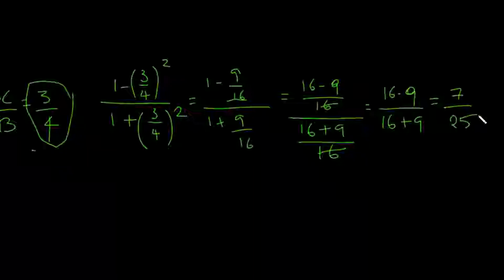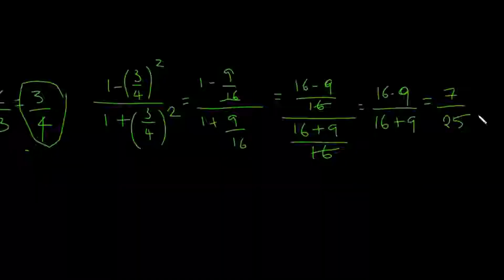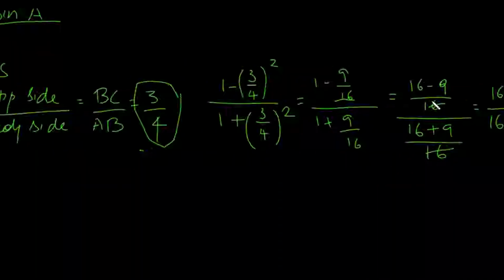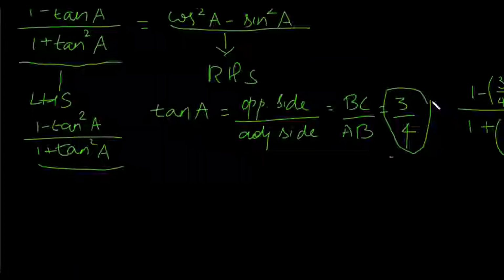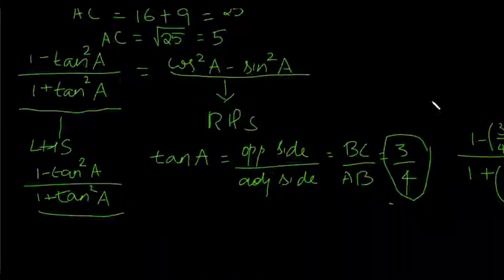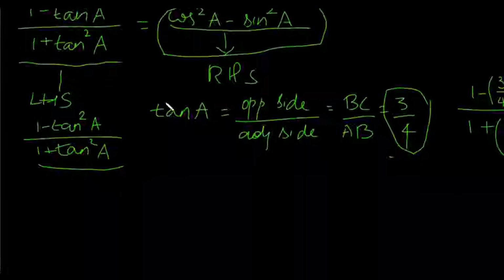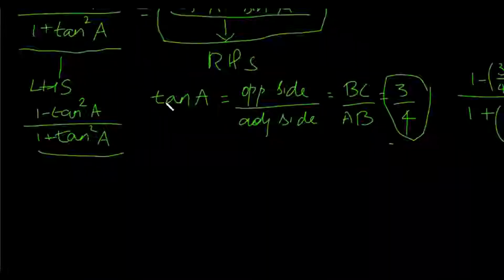So this leads us to our LHS. That is equal to LHS. So now let's go on with our finding of RHS. So the RHS term is this. So let's just write it below. Cos square A minus sin square A.